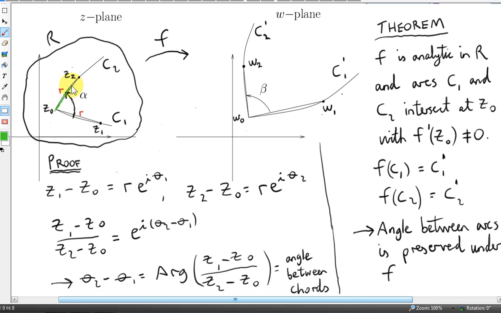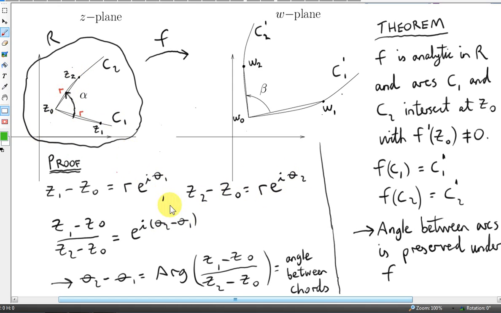Similarly, we can consider this vector here whose tail is at Z0 and whose head is at Z2. We can think of it as the complex number Z2 minus Z0. Its modulus is R, but the angle is different, of course. If we wanted to see this angle, we could move this complex number so its tail is at the origin. And then we'd measure anti-clockwise from the positive real axis, and that would be theta 2. Now we will be interested in the angle between these two vectors, or these two chords. That's got by the difference of these two angles, theta 2 minus theta 1.